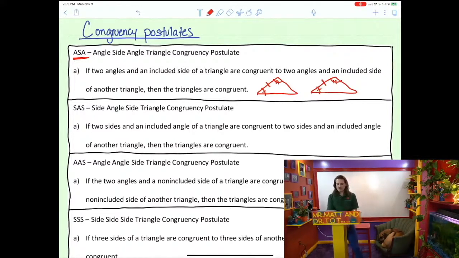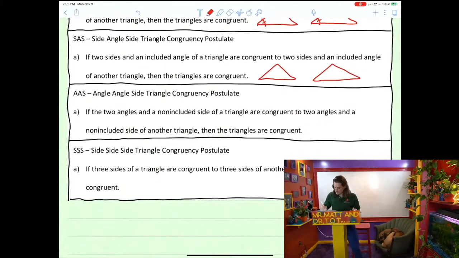Same thing is true for side angle side, but now we have the angle as the included portion. So if two sides and an included angle of a triangle are congruent to two sides and an included angle of another triangle, then the triangles are congruent. So this guy would look something like this. So if I said that these two side lengths are congruent, these two side lengths are congruent, and the included angle measure, that would be demonstrative of side angle side triangle congruency.